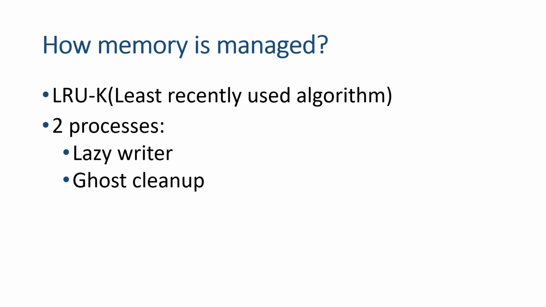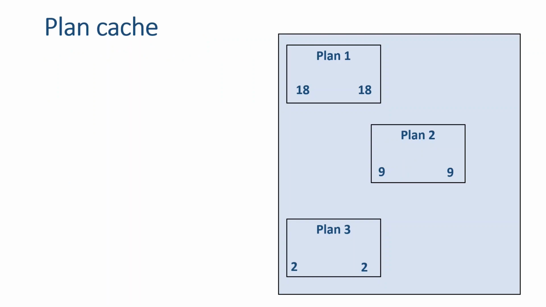Now, how does this memory get managed inside SQL Server? There are two processes which will take care of this. One is the lazy writer and the other is the ghost cleanup. Now let's see how these processes work for the plan cache. For example, we have a plan cache here. The right side diagram which you are seeing is my plan cache. It's really, really small. We just have 3 execution plans in it: plan 1, plan 2, and plan 3. Now, for each and every object we have in the plan cache, we have 2 numbers at the bottom of each object.